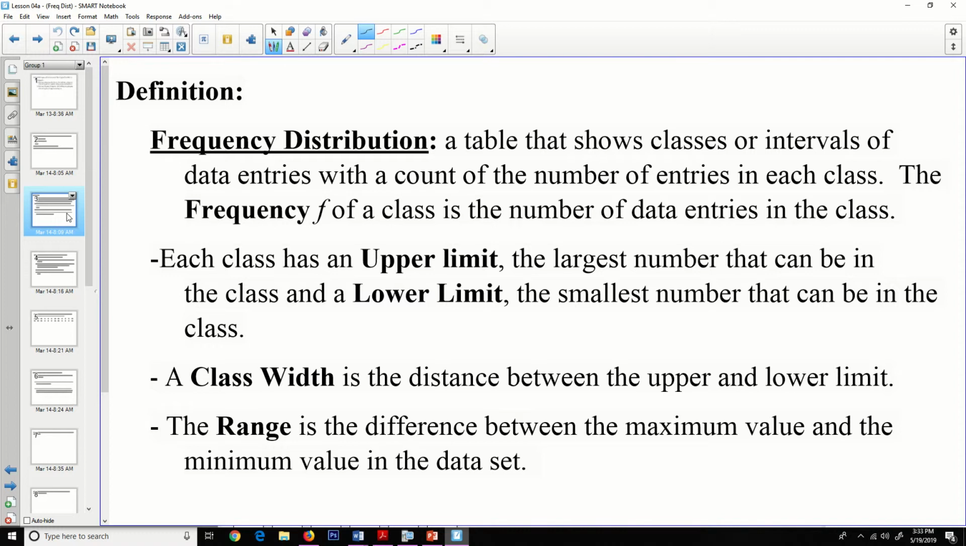A frequency distribution is just a table that shows classes or intervals of the data entries with a count of the number of entries in each class. The frequency, f, of a class is the number of data entries in that class. Each class has an upper limit, which is the largest number that can be in that class, and a lower limit, which is the smallest number that we can put in a class. A class width is the distance between the upper and lower limit. The range is the difference between the maximum value and the minimum value in the data set.